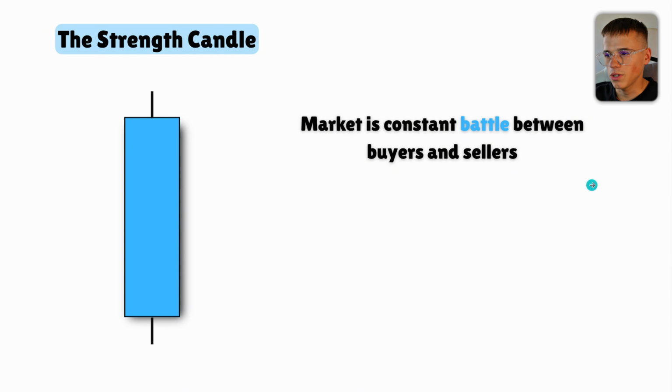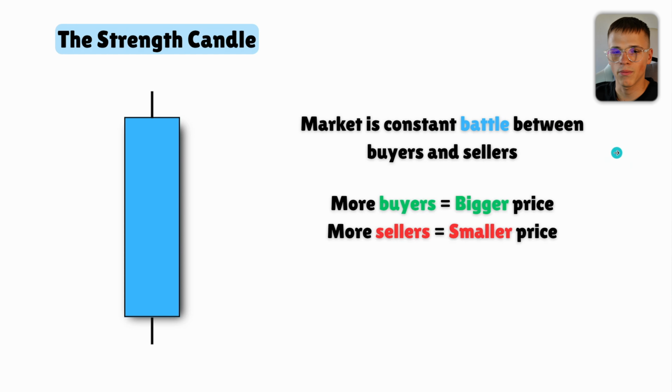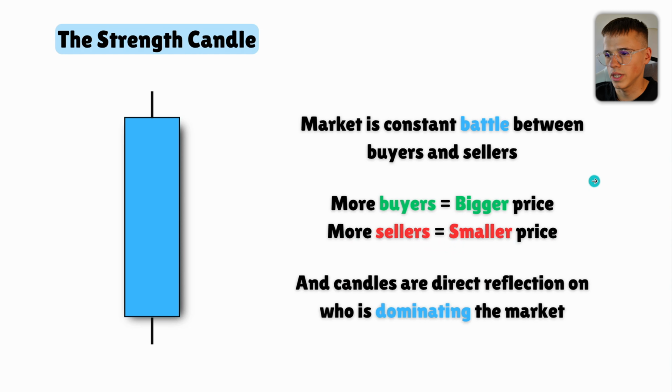The first thing that you need to understand is that the market is in constant battle between buyers and sellers. And what does that mean? More buyers in the market equals bigger price, which means price is going to go up, and more sellers equals price is going to go down or a smaller price. So if there are more buyers, the market is going to go to the upside. If there are more sellers, the market is going to go to the downside. And basically, candles are a direct reflection of who is dominating in the market. So I'm going to show you exactly right now how we can know who is dominating the market.